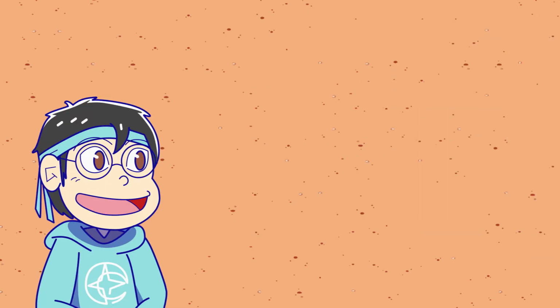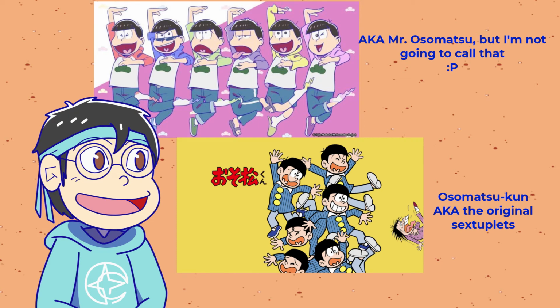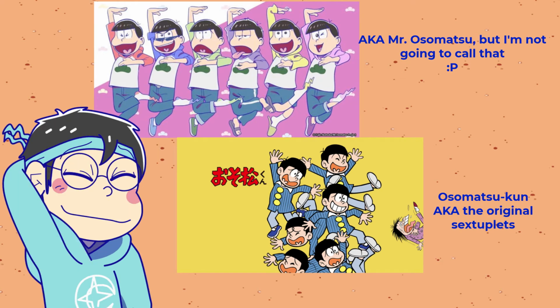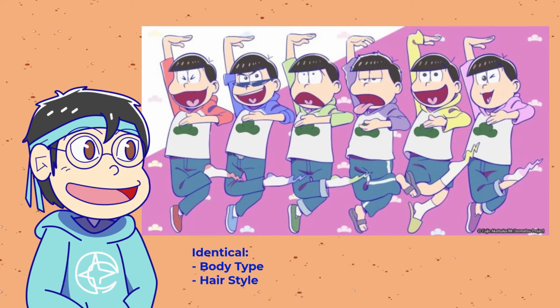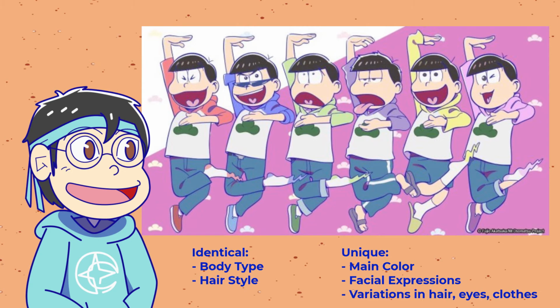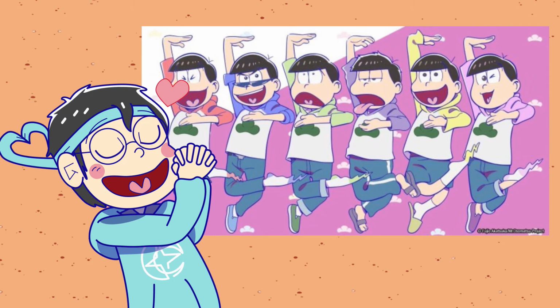Meanwhile, a good example of contrast is Osomatsu-san. Those are identical sextuplets, so the designers had a pretty big problem making everyone recognizable. But again, I think they did a pretty good job. They may have the same body type and hairstyle, but everything else is different. Look, they each have their own main color, facial expressions, as well as small variations in the outfit and in the hair. As you might have noticed, I adore the designs.